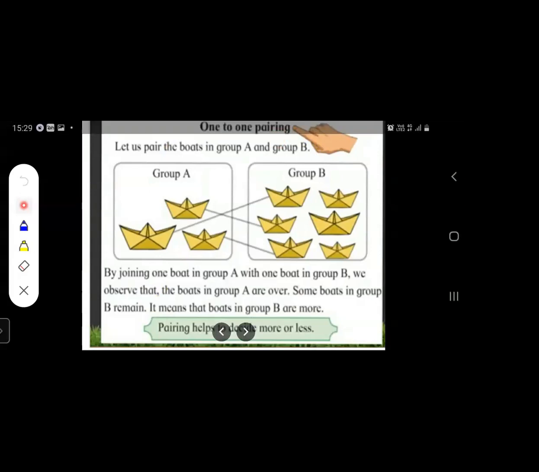Here what we are going to learn? Here we are going to learn one-to-one pairing. One-to-one pairing means what? Both the group objects are given. We have to pair from group A to group B. We are going to join the lines. Okay, you can see over here in the picture. From group A, we have joined it to group B. We have paired these things, right?